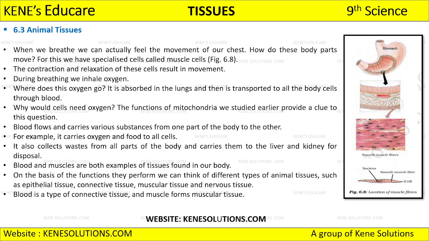After this, we are going to start with animal tissue in detail. Now you know the four types of animal tissue: epithelial tissue, connective tissue, muscular tissue, and nervous tissue. We are going to discuss all of them in detail. So see what they have given over here.